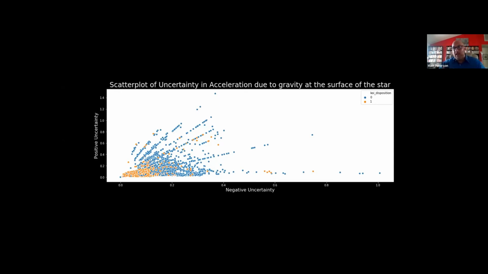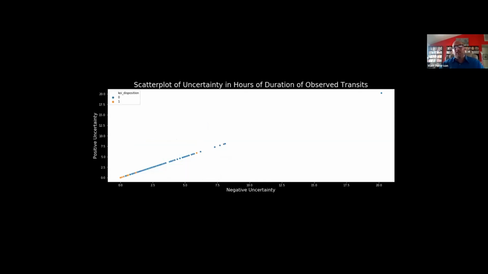I found it really uncanny or interesting that these are just measurements. It's the uncertainty of the measurement as opposed to the actual gravity in this case, or the temperature. And I saw the same thing here on the hours of duration. And this is what really made the light bulb go off. We are uncertain about how long a transit is going in front of the star. We're uncertain about how much time we can see this thing before it goes away.